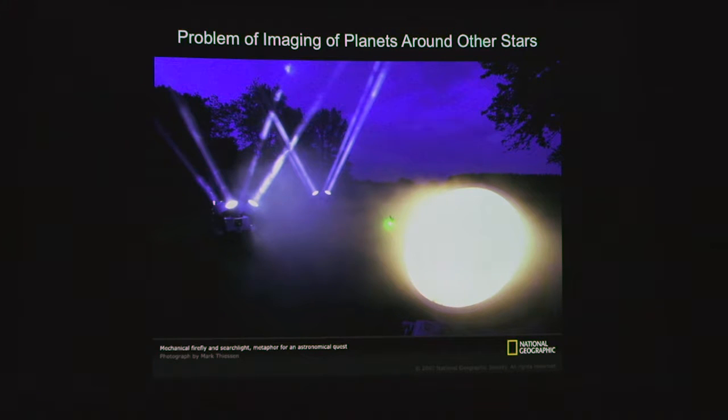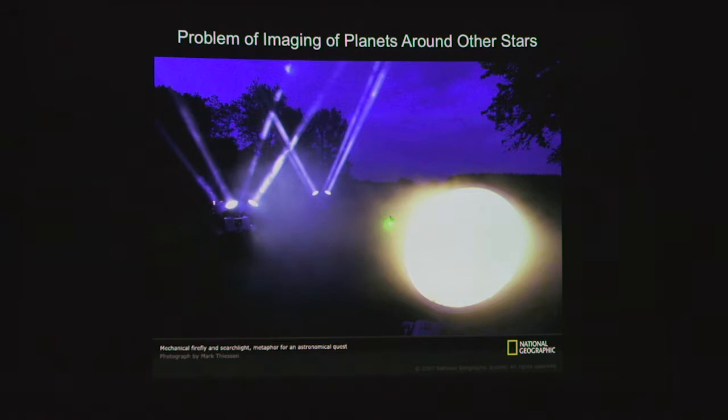And the reason why it's very difficult to observe planets directly is what I like to call the searchlight or the firefly metaphor. If you have a bright searchlight that you're looking at, and you're trying to see a firefly or something really dim right next to it, that's almost impossible, just because the glare from that searchlight is going to overwhelm your visual senses. And this is the exact same problem that astronomers have when they're trying to look at planets around other stars. The parent star is so bright that the light reflected by the planet is minuscule.